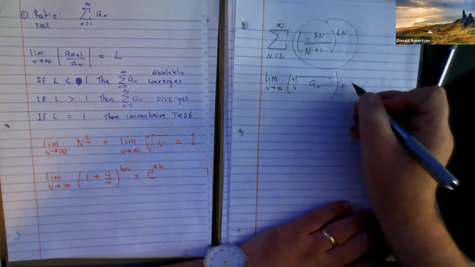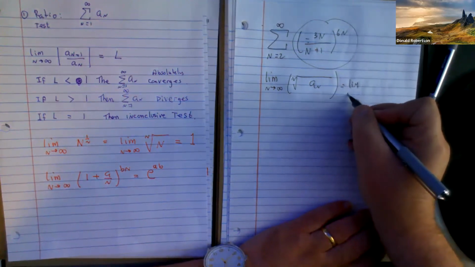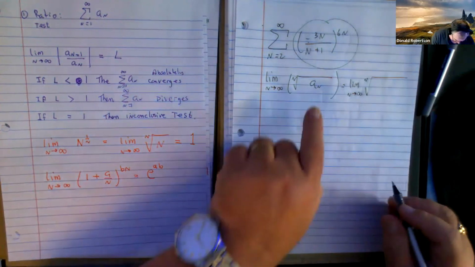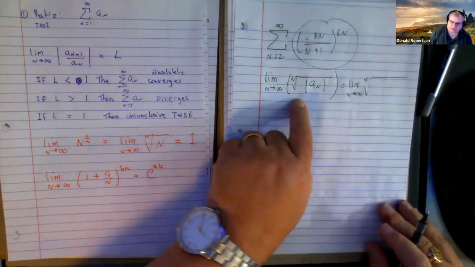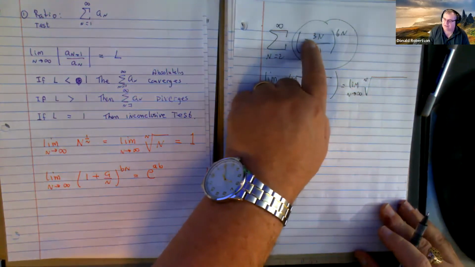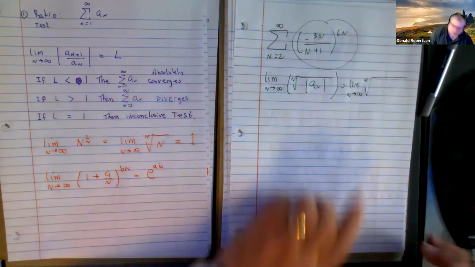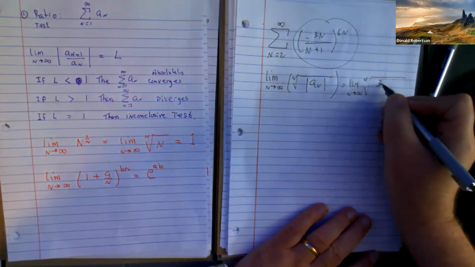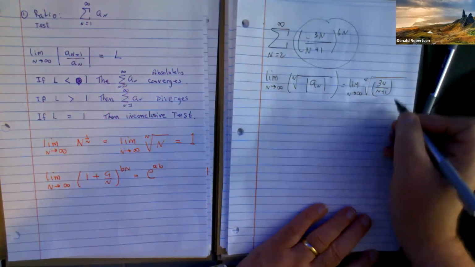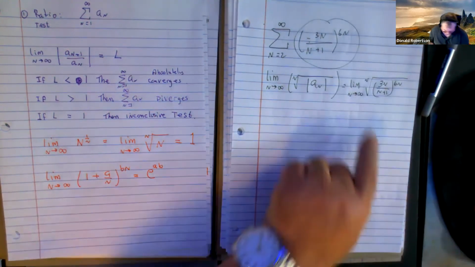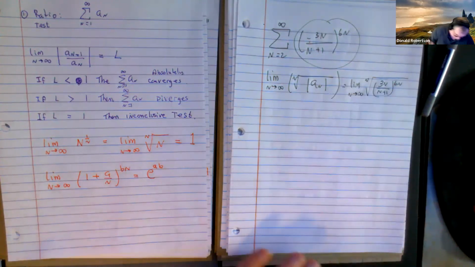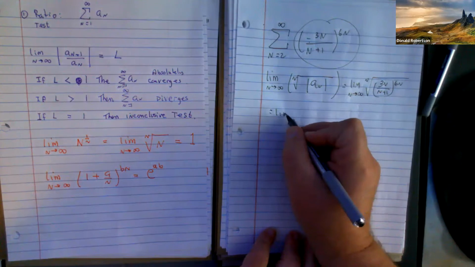In this case, it's going to be the limit as n tends to infinity of the nth root, technically of the absolute value guy. And what that absolute value guy does is it kills this negative. It means we don't need to worry about the negative anymore. And all we're looking at is 3n over n plus 1, to the 6n. Now, if I leave it as an nth root, would you agree that the nth root of this guy will cancel, at least partly?